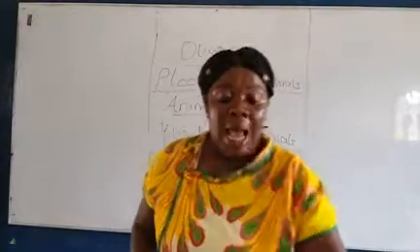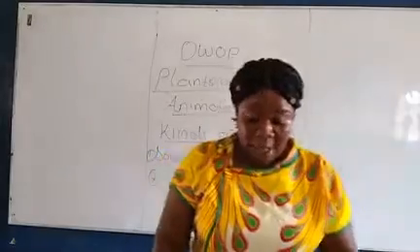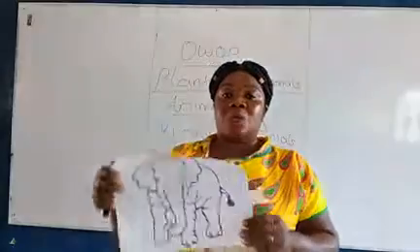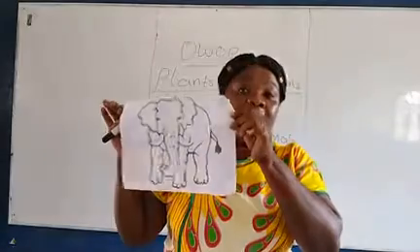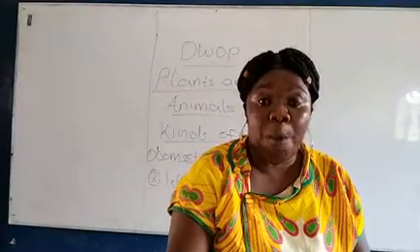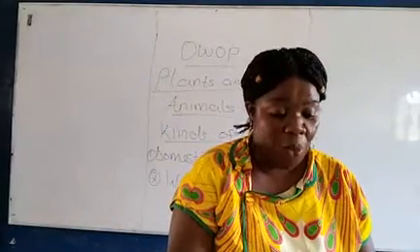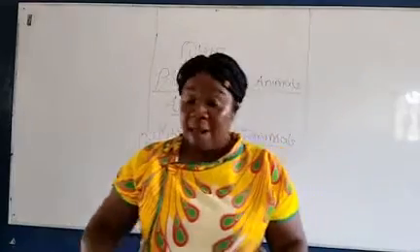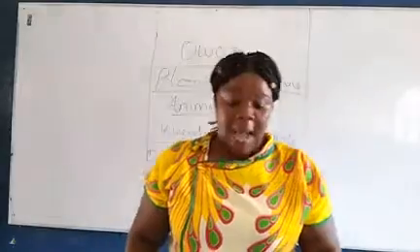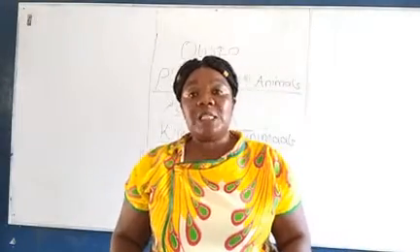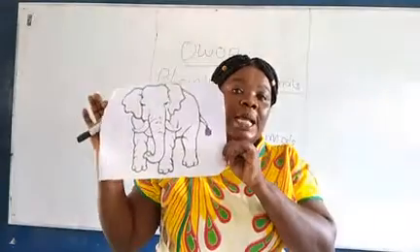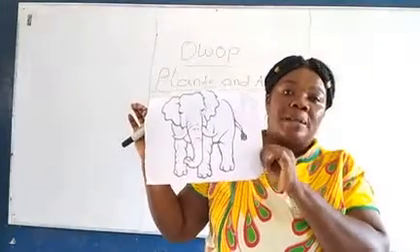Of course, I have some charts here. Wild animals. What do you see here? An elephant. Very good. Now, how many of you have seen elephants in the home or in town before? In Winneba here, how many of you have seen elephants? No, which means an elephant is classified as a wild animal, which lives in the forest. So an elephant is an example of wild animals.